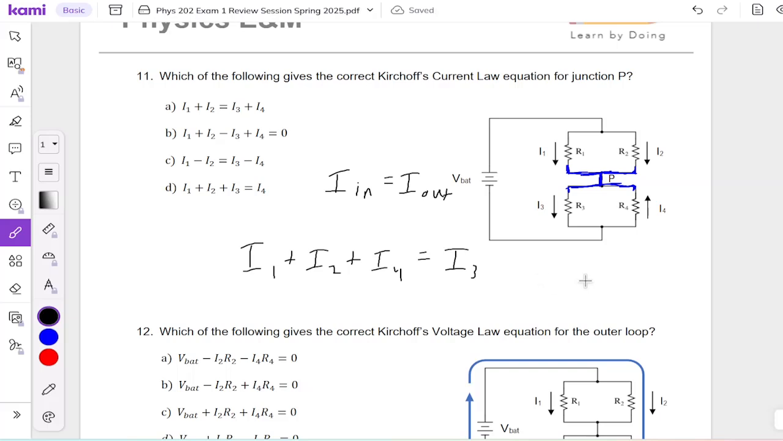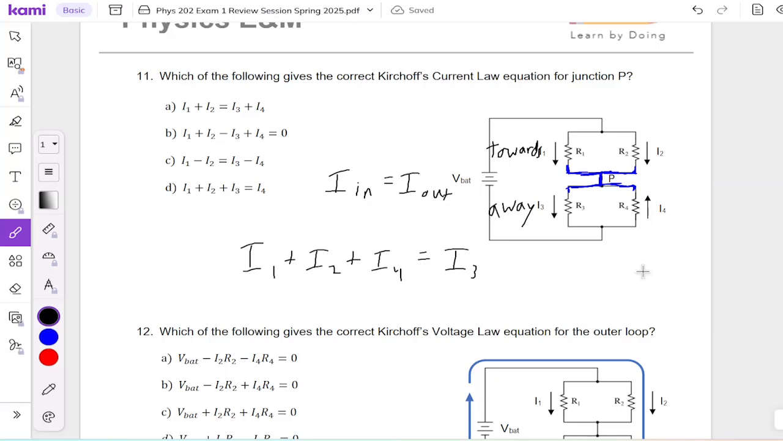Wait, what do you mean by in and out? Yes. So, for instance, I1 is either going in towards P or away from P. And since it's going towards, it's in. Same logic for 2, we're going towards P. I4 is going towards P. And I3 is going away. So that's out. Make sense?